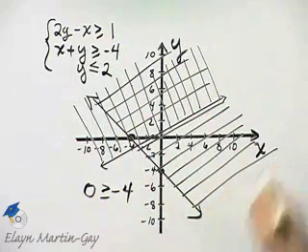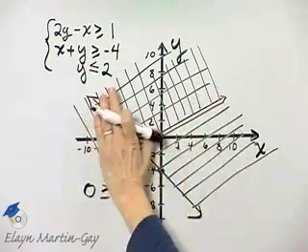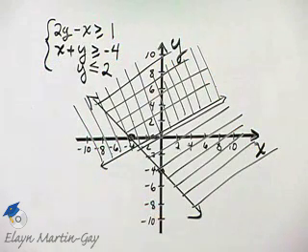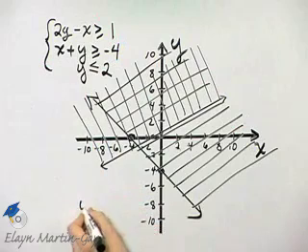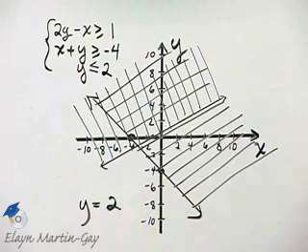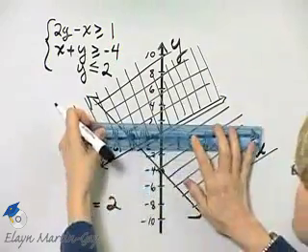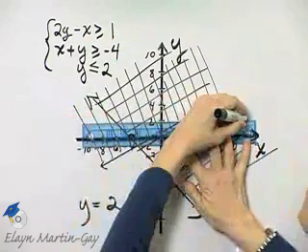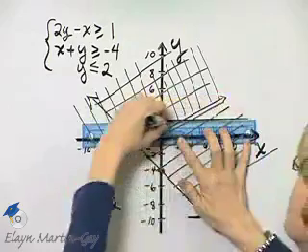Now, thus far, can you see where the intersection is? Thus far, it's this region right here. But now, let's work on the third linear inequality. So, how do we graph that third linear inequality? We begin by graphing y is equal to 2. And where does that graph lie? Remember, that's a horizontal line with y-intercept of 2. I'm going to graph it as a solid line because it is less than or equal to.